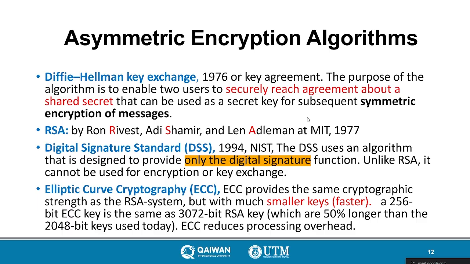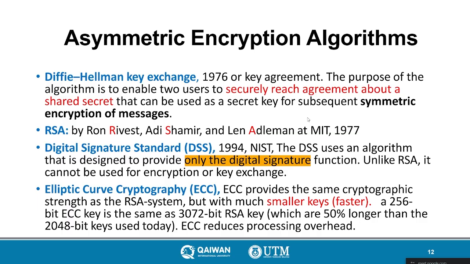Now we have the last of the asymmetric encryption algorithms, elliptic curve cryptography. ECC provides the same cryptographic strength as an RSA system. If they ask you in the exam, RSA and elliptic curve have the same strength as each other, you say this is right. And if they say elliptic curve has a smaller key and is faster than RSA, you say that is also correct.